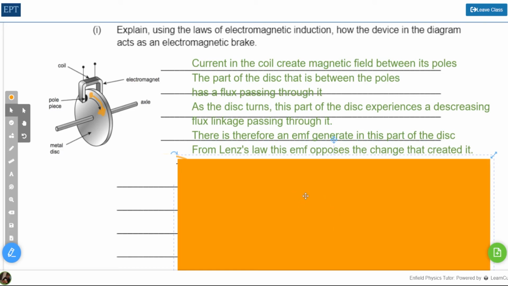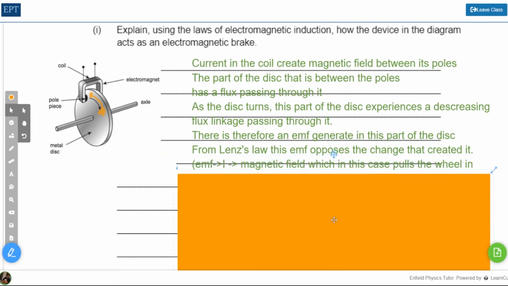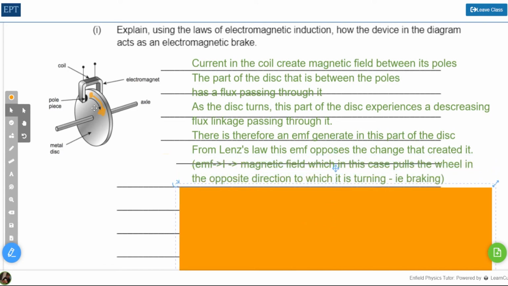Now, the change that created it was the rotation of the metal disc. And therefore, what we find is that within that little area of the disc, there's going to be an EMF which creates a current, which creates a magnetic field, which in this case pulls the wheel back in the opposite direction to which it was turning, i.e. braking the system. Now, the bit in the brackets there is not really necessary according to the mark scheme, but I just thought it was an interesting thing to say.